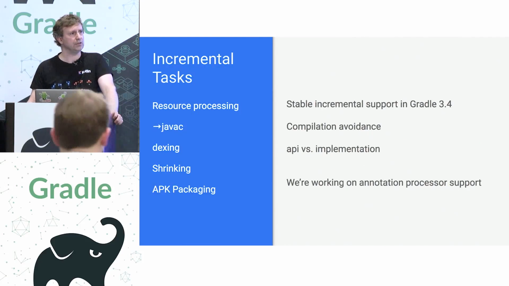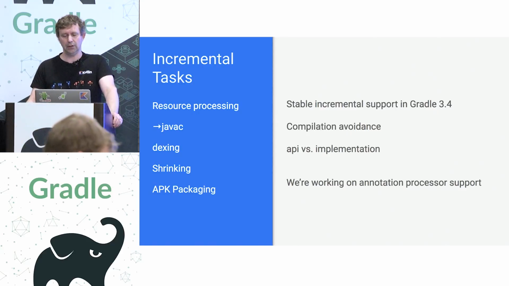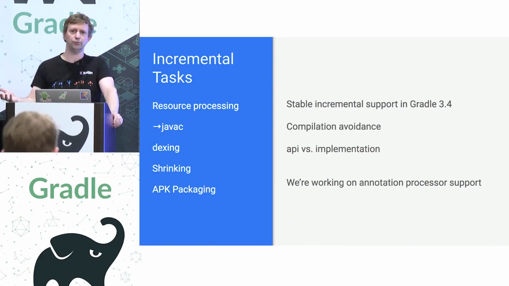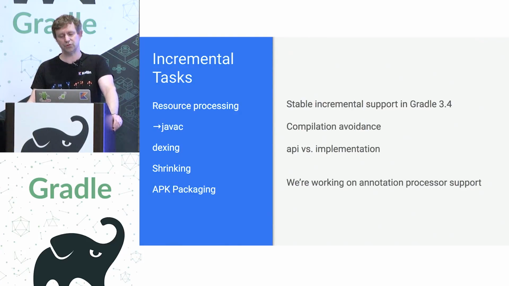Javac compilation is now incremental since Gradle 3.4. Then you also have compilation avoidance, where if you make a non-ABI change, you don't have to recompile all of your consumers. And then you can have manual compilation avoidance by using API versus implementation instead of the compile dependencies. It's part of 3.4. We support that fully in 3.0. I encourage you to read about API versus implementation on when to use which one.